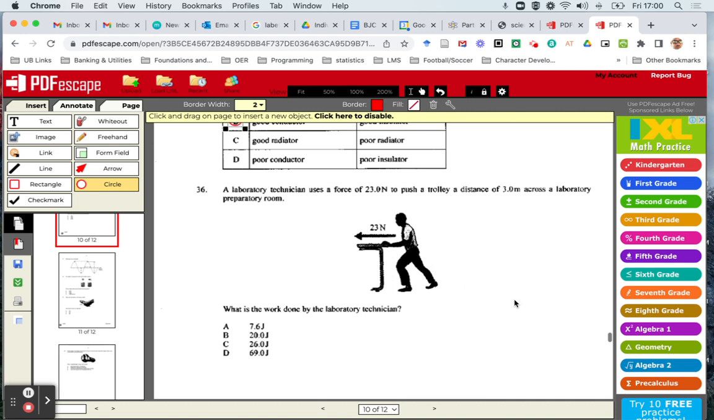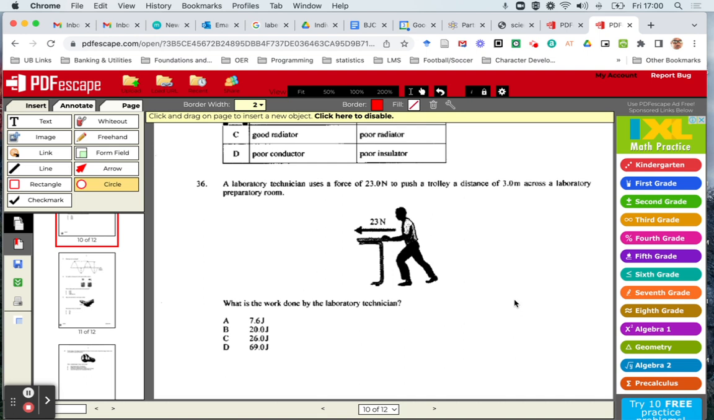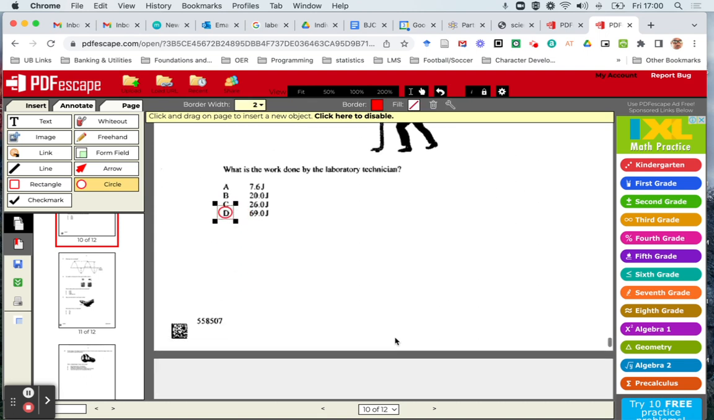A lab technician uses a force of 23 newtons to push a trolley a distance of 3 meters across a laboratory prep room. What is the work done by the lab technician? Well, you know that work is force times distance. So we're going to look at 23 times 3. 3 times 3 is 9. 3 times 2 is 6. So we're going to look at 69 joules, which is answer D. And we're almost done.